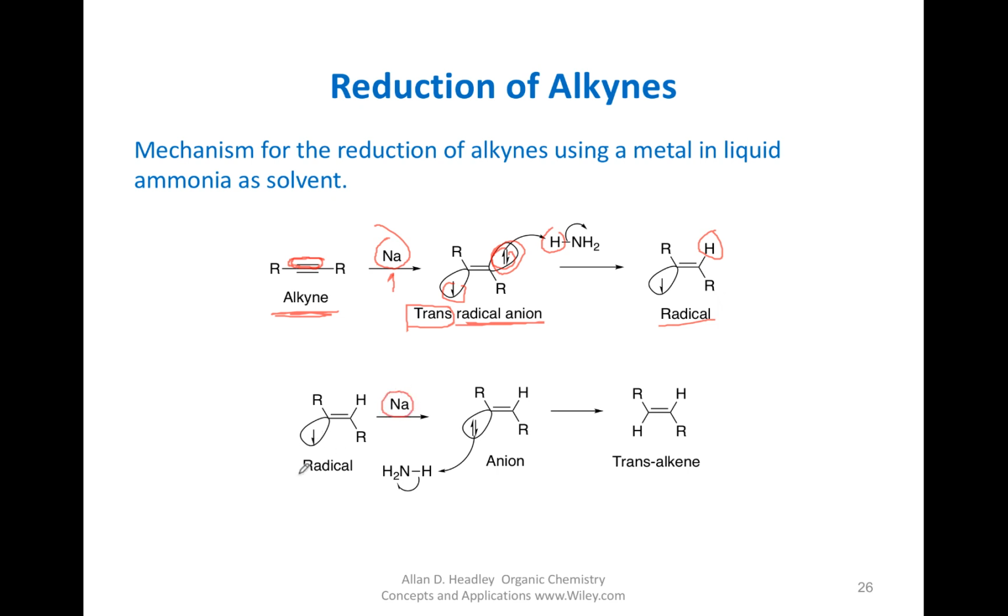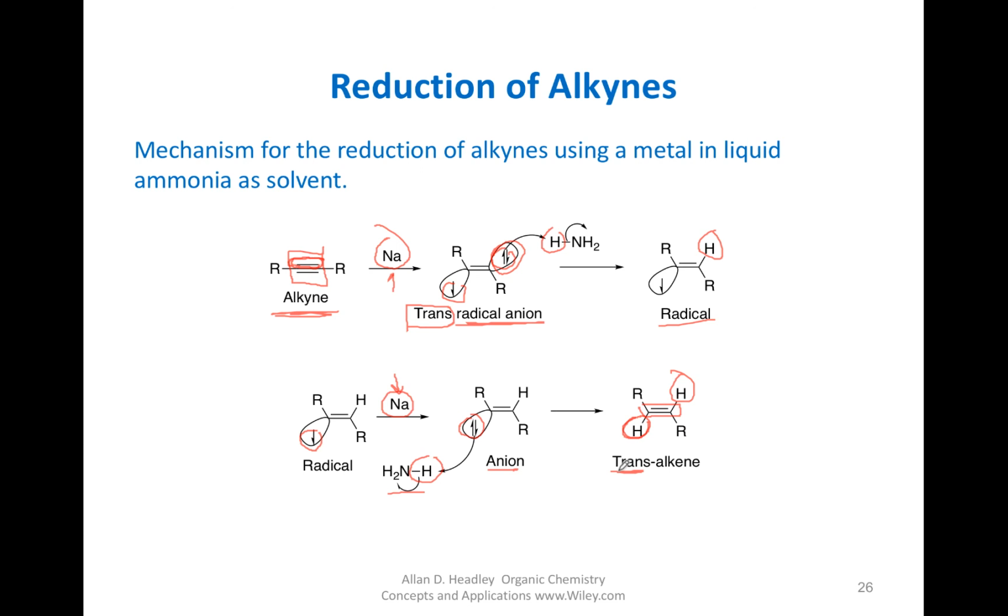In the presence of more sodium, the radical, 1 electron, will gain another electron from the sodium to form here an anion. It can attract a proton from the solvent to form this bond here. Bottom line is, we have reduced an alkyne to an alkene. Here's the alkene. Equally important is that it's a trans reduction. This is a trans reduction.